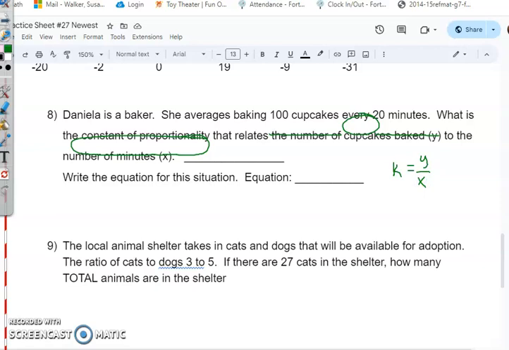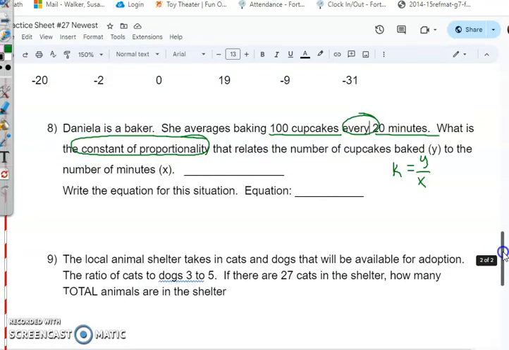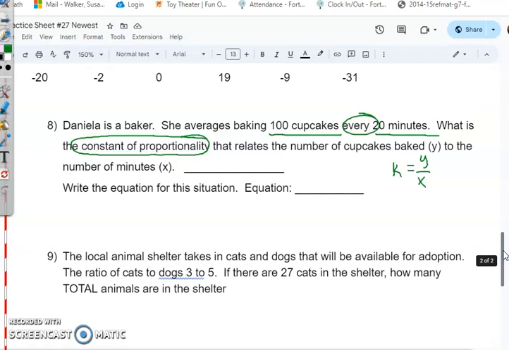Then we are going to put our numbers in, okay? Relates the number of cupcakes baked Y. Well, she's baking 100 cupcakes. That would go on top. To the number of minutes. The number of minutes is 20. Don't make this difficult. Your job is to divide that. It would be divide or simplify. This will divide just fine. Whatever you get is K.